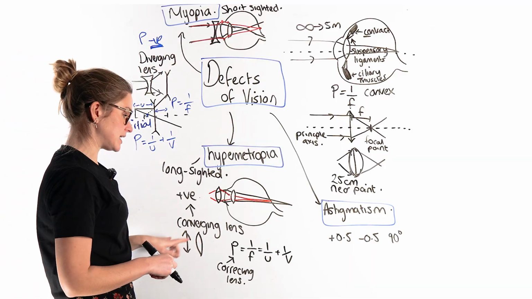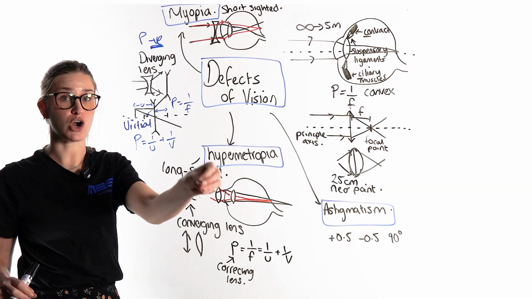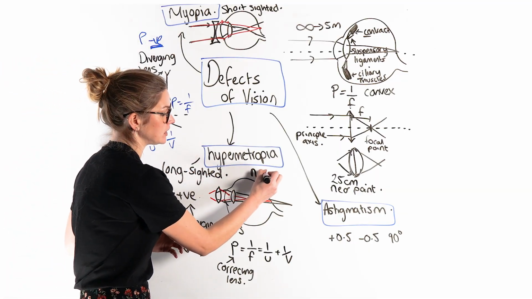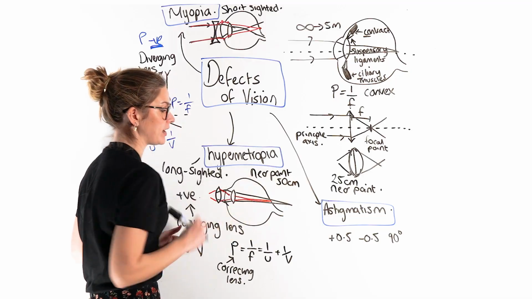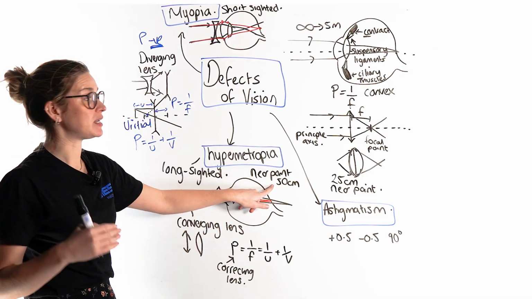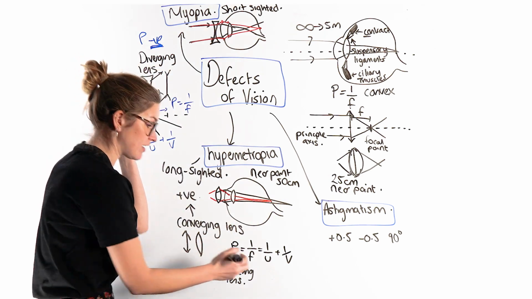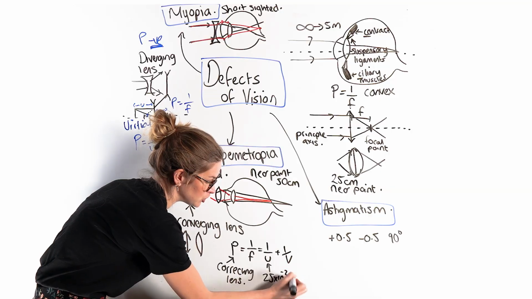So what happens is, let's say someone's got hypermetropia. They're long-sighted. They can see things really far away, but they can't see things close up. So let's say their near point is 50 centimeters, right? So that's the closest they can see things. But we know that the near point of a healthy eye should be 25 centimeters. So what if an object is placed at 25 centimeters, 25 times 10 to the power negative 2?